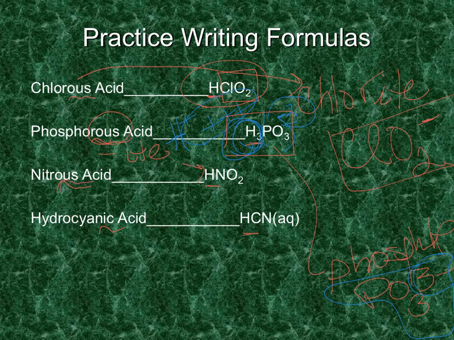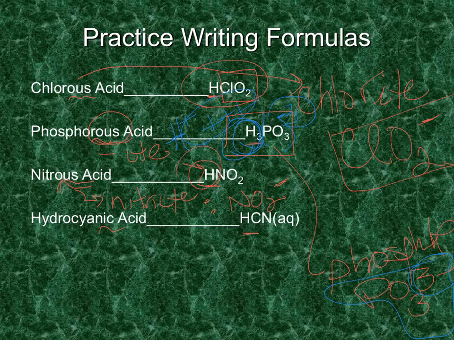This nitrous acid ends in -ous, which means the name of the polyatomic ended in -ite. So nitrite, when you look that up, you see it's NO2 with a -1 charge, so you only need 1 hydrogen.